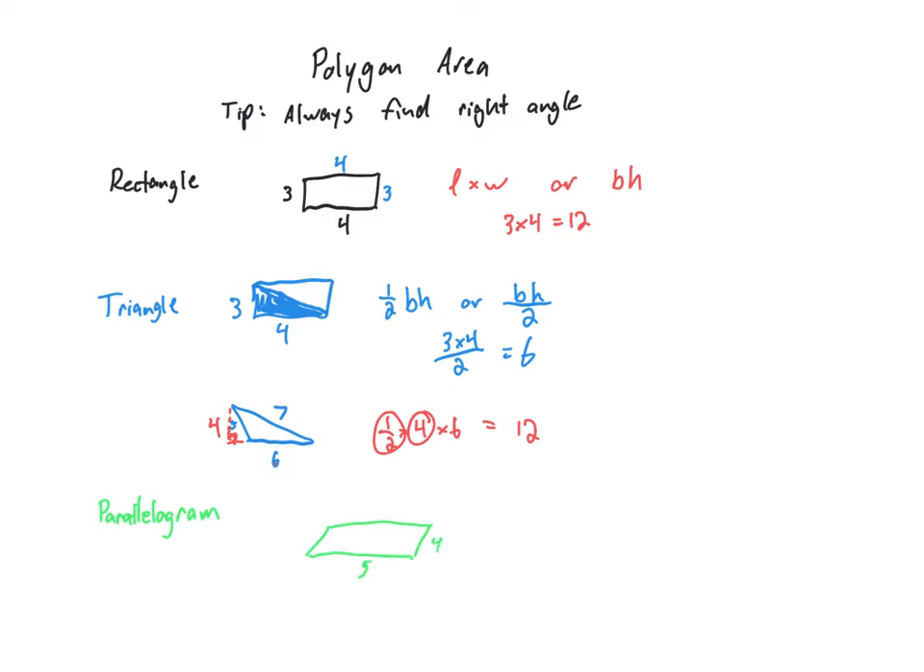So since it doesn't have any right angles, I need to find a right angle. It could be on the inside, down the middle. It could also be drawn on the outside. So the height would not be 4, like the width is over here. It's going to be 3. So to do this, we just do base times height, 3 times 5. We cannot do length times width. The answer to this one would be 15.